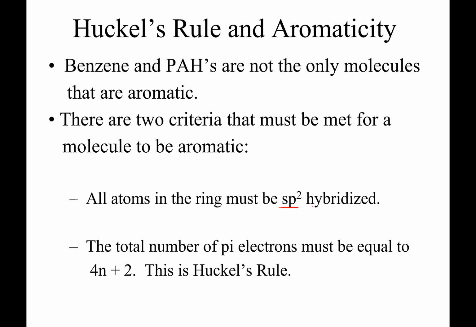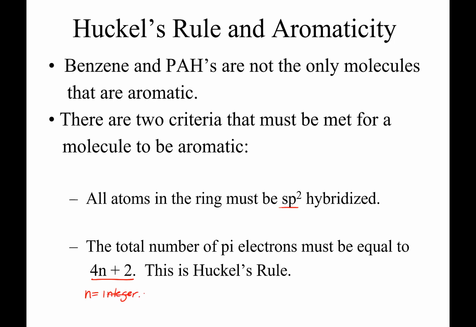And then we have to count up the total number of pi electrons, which is called Huckel's rule. Now what Huckel's rule gives us is a list of allowable pi electrons that make a system aromatic. We could explicitly talk about that list in terms of being 2 pi electrons, 6 pi electrons, 10 pi electrons, 14 pi electrons, 18 pi electrons. We could have that whole list of numbers, which can be boiled down to this equation of 4n plus 2, where n is an integer.